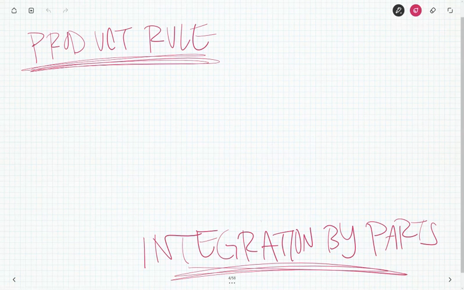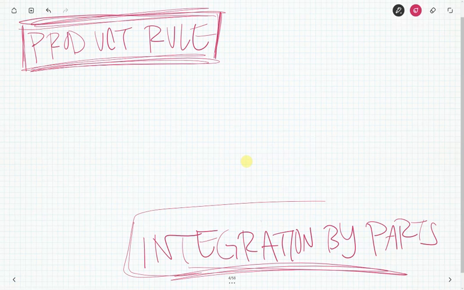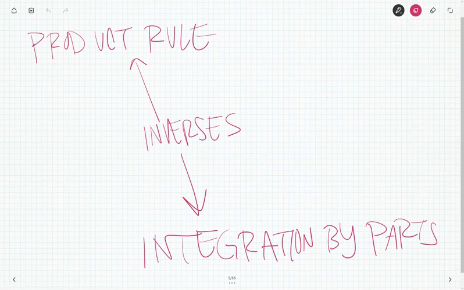And in the same way, we can think of one of our known differentiation rules from way back, the product rule, and this new thing, integration by parts. In fact, these two processes are inverses of one another. They cancel each other out, or they reverse one another.